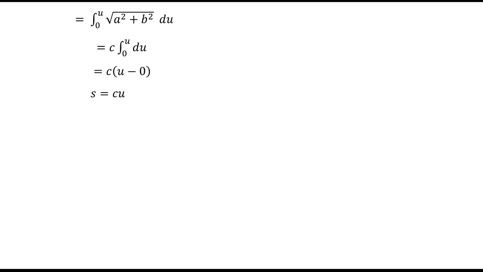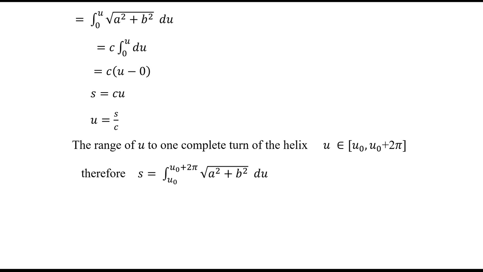In general this is the length, but we need only one complete turn. So one complete turn means 360 degrees. Therefore the limit varies from 0 to 2 pi. So we can choose the limit u belongs to u0 to u0 plus 2 pi. Therefore we apply the limit from u equal to u0 to u0 plus 2 pi. We simplify the term, s equal to 2 pi c. Therefore the arc length of one complete turn of the circular helix is 2 pi c.